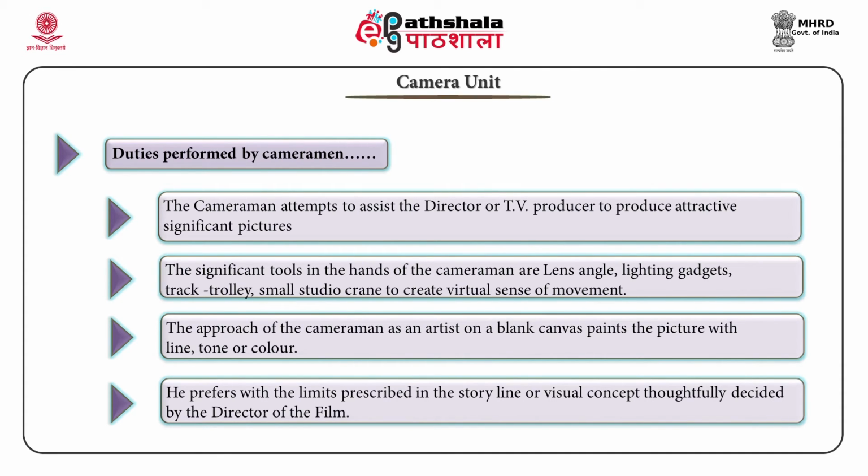The significant tools in the hands of the cameraman are lens angle, lighting gadgets, track trolley, and a small studio crane to create a virtual sense of movement in the scene decided in advance at the planning stage of treatment of the storyline along with the cameraman in realism. The cameraman, as an artist on a blank canvas, paints the picture with line, tone or color. He works within the limits prescribed in the storyline or visual concepts thoughtfully decided by the director of the film.